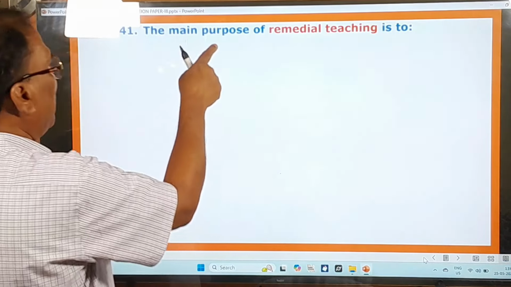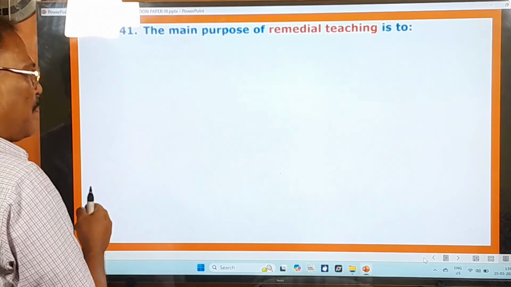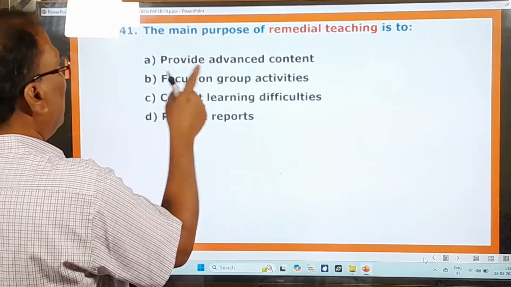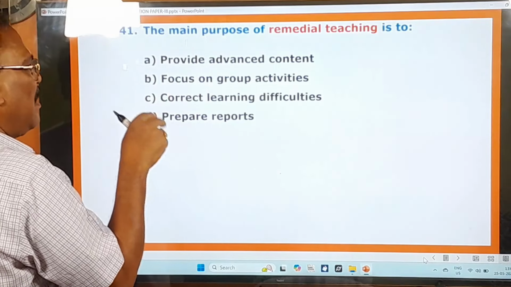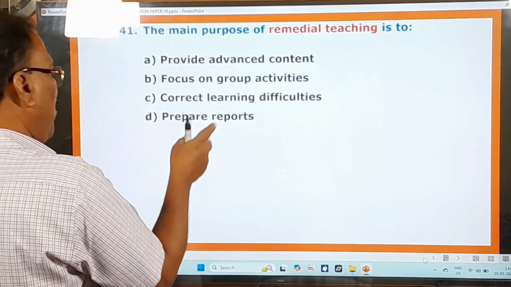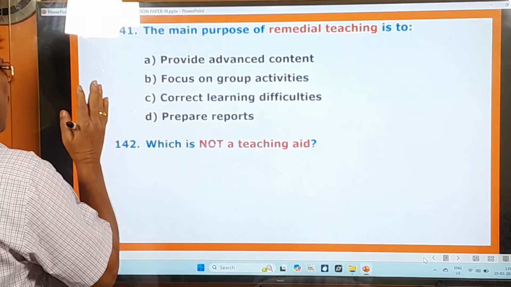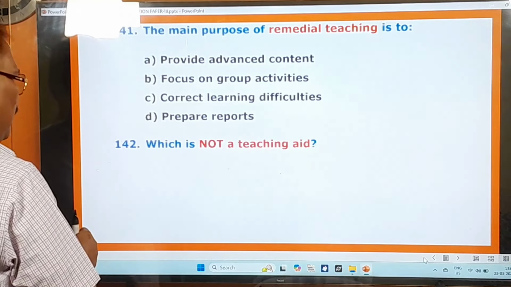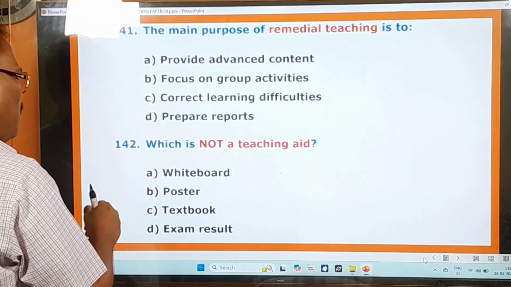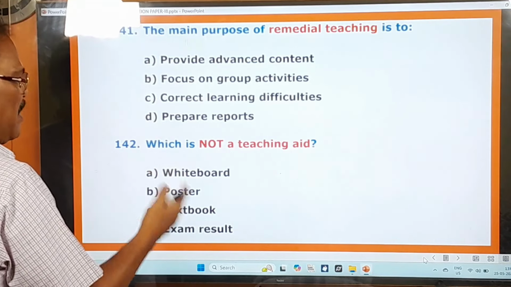141st question. The main purpose of remedial teaching is to provide advanced content, focus on group activities, correct learning difficulties, prepare reports. 142nd question. Which is not a teaching aid? Whiteboard, poster, textbook, exam result.